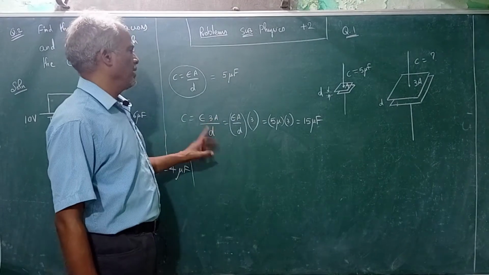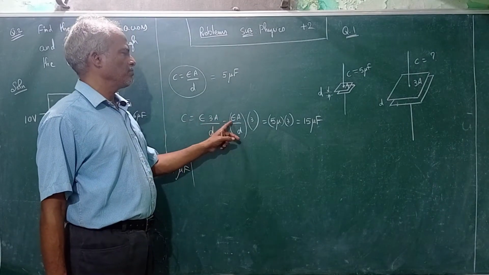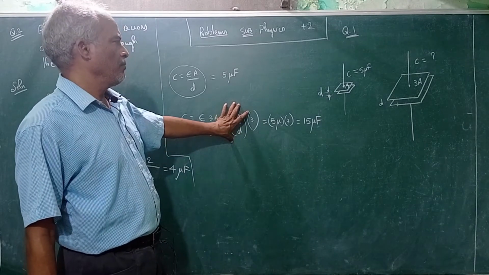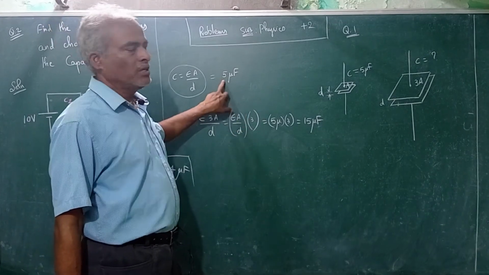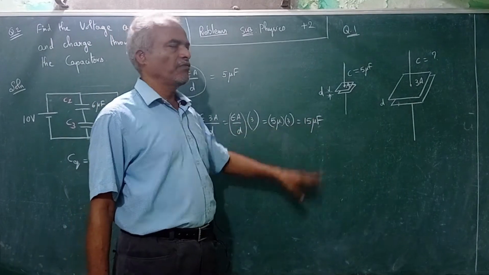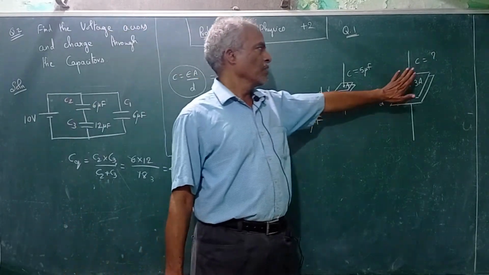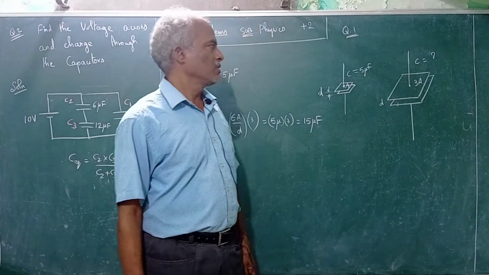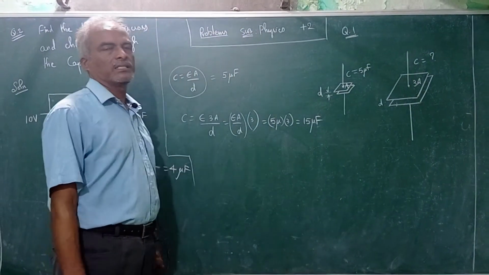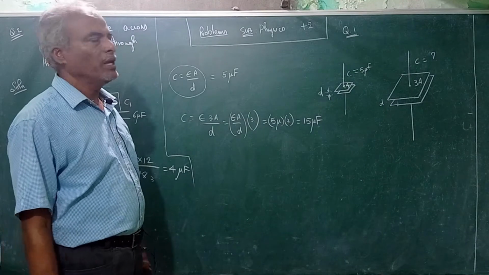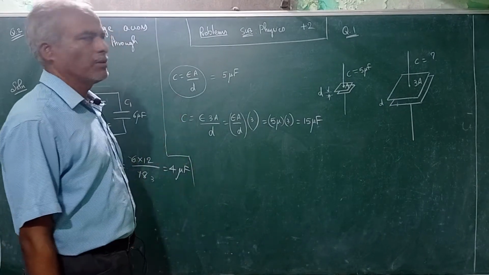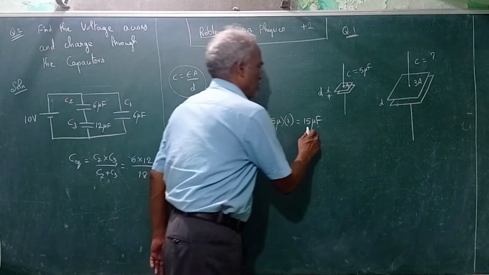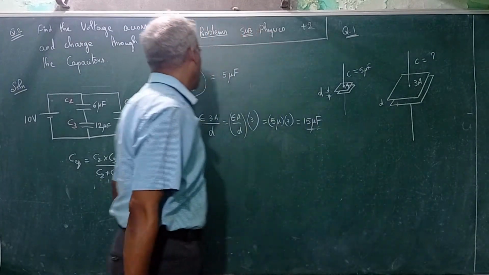So 3A by D. Now this can be written as epsilon A by D into 3. But epsilon A by D, the value is given as 5. So 5 into 3, which gives 15 microfarad. That means the second capacitance value is 15 microfarad. So that means if the area increases, then capacitance also increases. That is question number 1, and the answer is 15 microfarad.